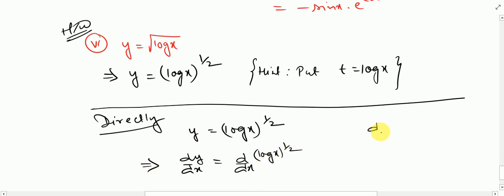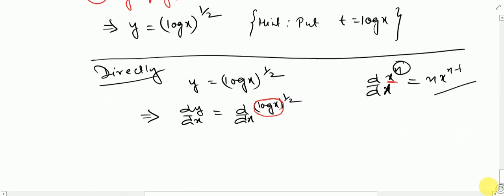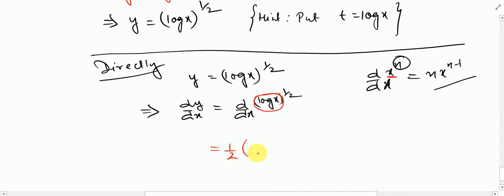Now you have one formula where you have one function, and in the power you have a number, then you get n x to the power n minus 1. Here also you see something like that, a function with a number in the power. But the problem is, in the formula we have x, but here we have log x. So just for a moment think that this is x for you. Then we will get half log x to the whole power half minus 1, means minus half, and then differentiate this log x.